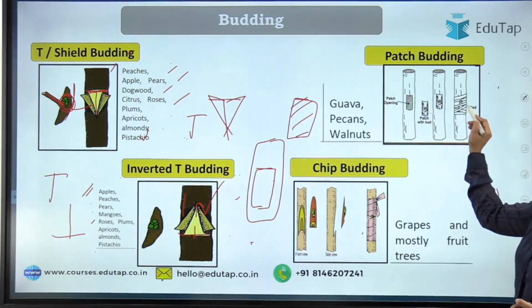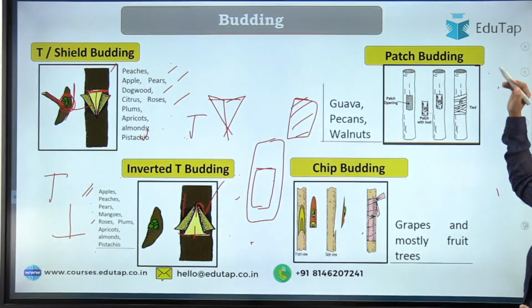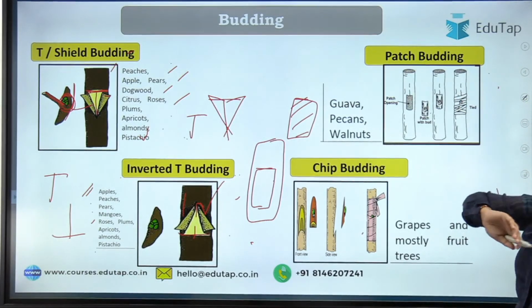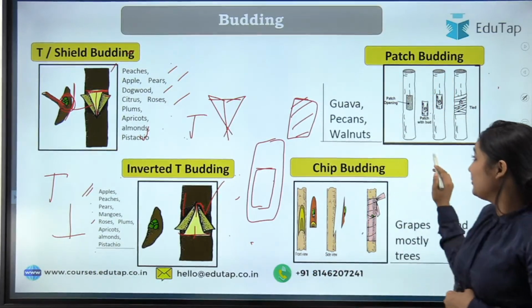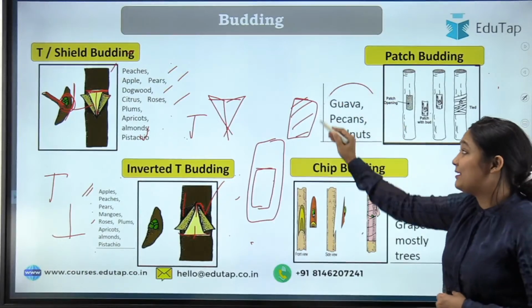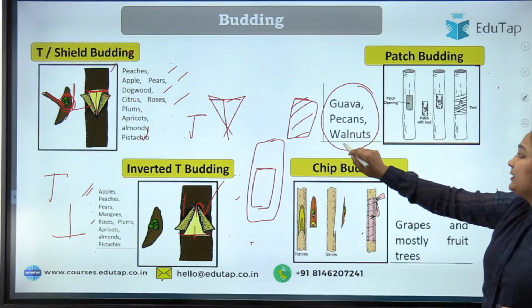And in this patch you will introduce a new bud. Now this will grow. You will tie it. After some time it will become a part. This will grow, and that is your patch budding. I think it is quite easy, quite simple to understand. There is not much math, but what you will have to remember for the examples are guava, pecans, and walnut.